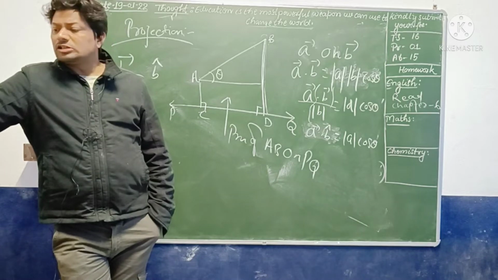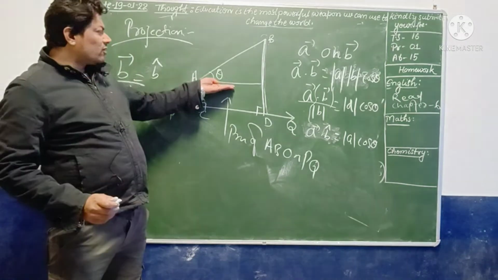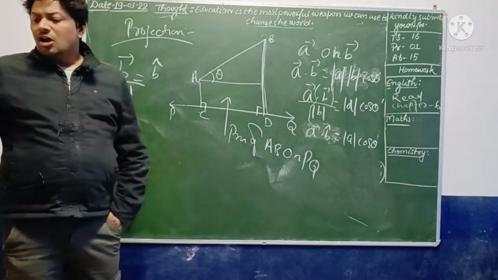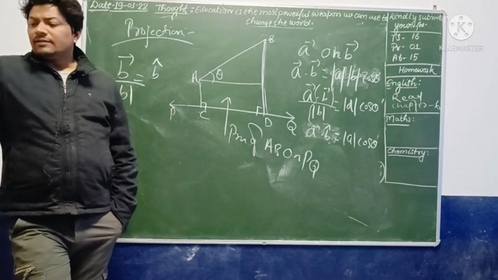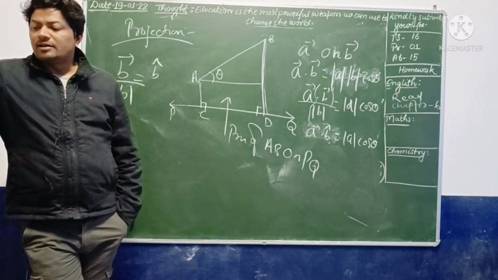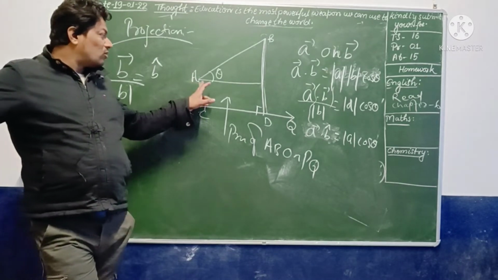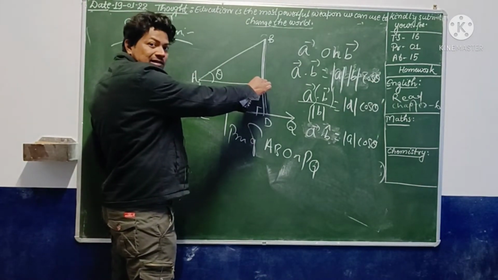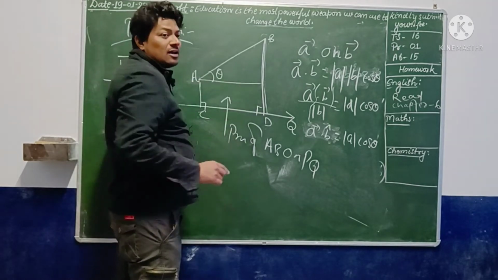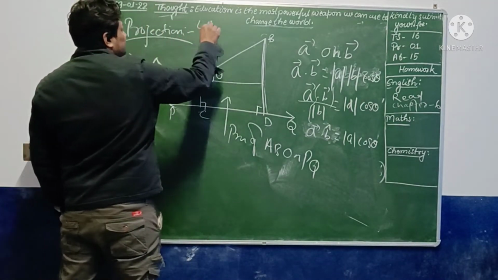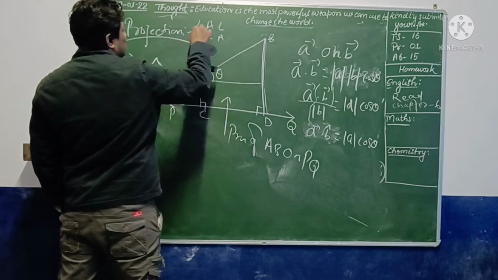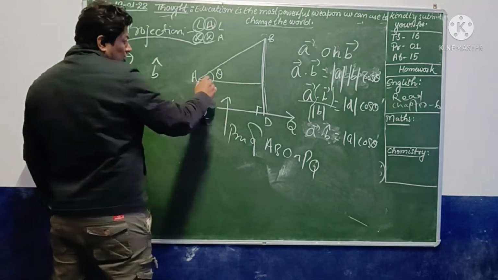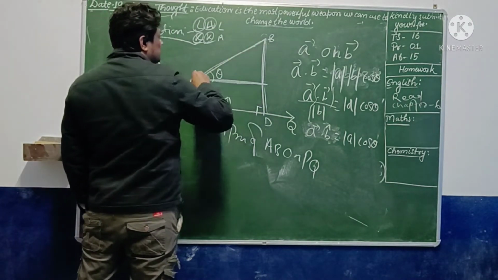Do you know about the cos theta from here? If you go for the cos theta from here, you will get the value. From this triangle, cos theta will be ON divided by OA, if you take this one as O and this one as N. Is it clear? Cos is base divided by hypotenuse, so this one divided by this one.